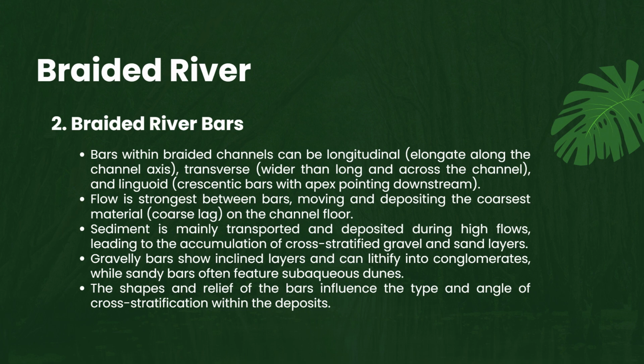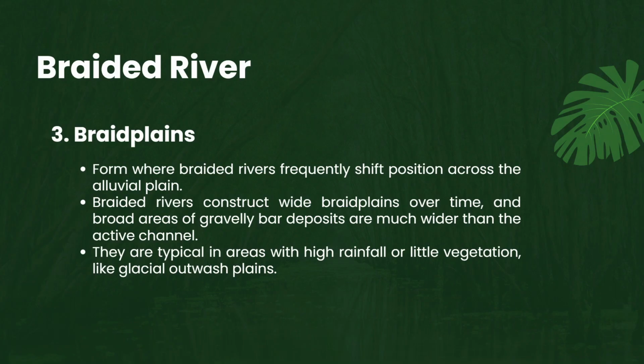Water moving between these bars carries and deposits the coarsest material shaping the riverbed, and gravelly bars may become conglomerates while sandy bars often exhibit underwater dunes. When the braided river frequently shifts position across the alluvial plain, braid plains are formed. It is described as the wide sediment-covered surfaces which are characterized by their multiple, shifting channels separated by bars of gravel and sand. Over time, as these rivers migrate laterally, constantly eroding and depositing material, the entire surface of the alluvial plain becomes covered by a complex pattern of channel deposits and bar forms.